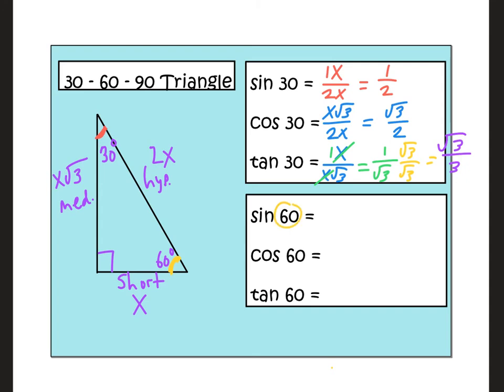Okay, so the sine of 60 degrees, the opposite over the hypotenuse, right? Sine's always opposite over hypotenuse. So in this case, the opposite is x root 3. You should have all these values written down somewhere, and run through them again, where you will need them.